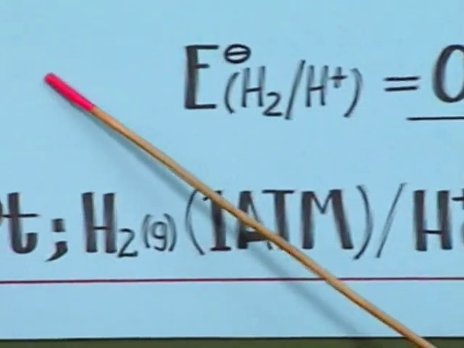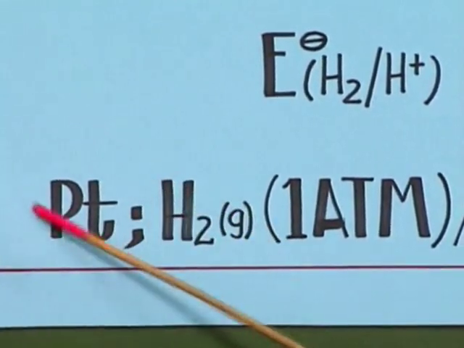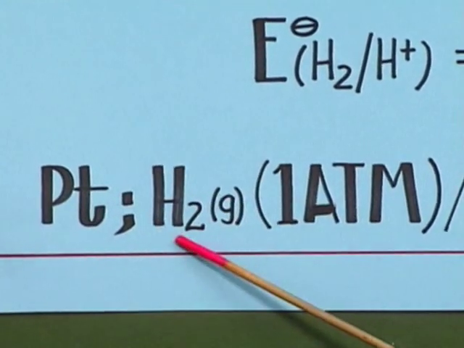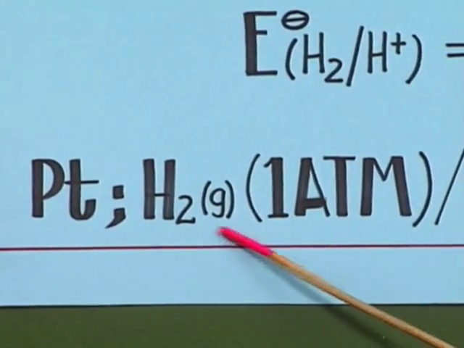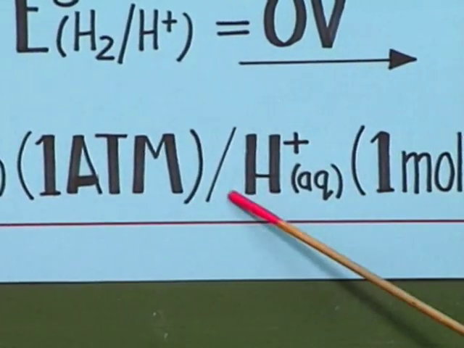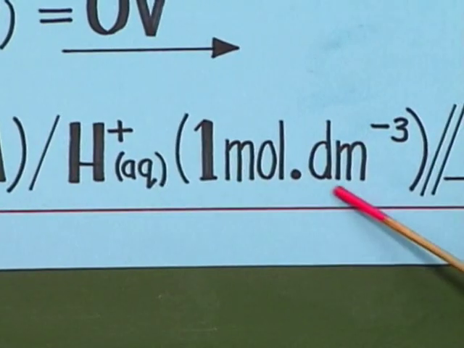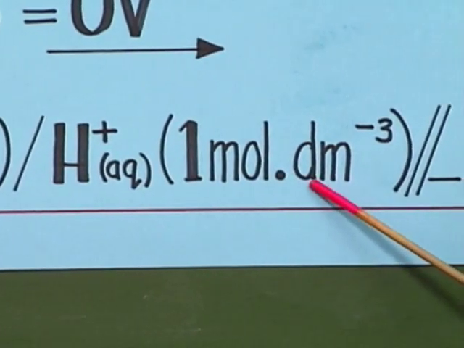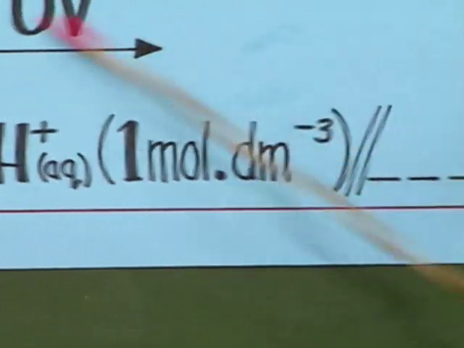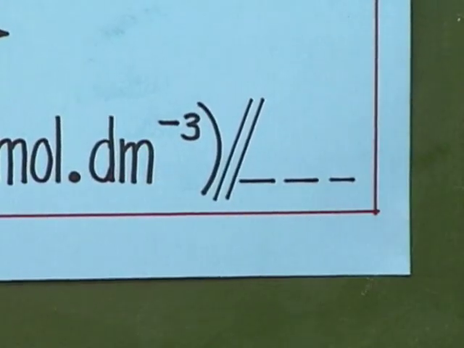Now, this is the symbolic representation of the standard hydrogen electrode, where platinum is in contact with hydrogen gas, which is adsorbed on the surface at a pressure of 1 atmosphere. And this gas, in turn, is in contact with the hydrogen ions of the acid at a concentration of 1 mole per cubic decimeter, because we are working at standard conditions. And the whole half cell is connected via the salt bridge to the other half cell.